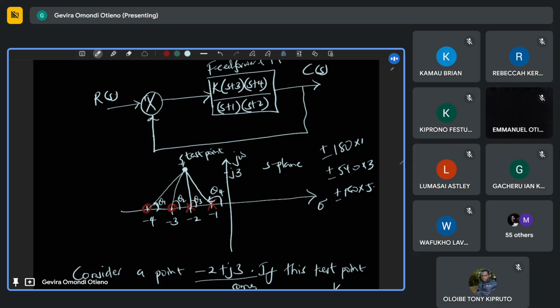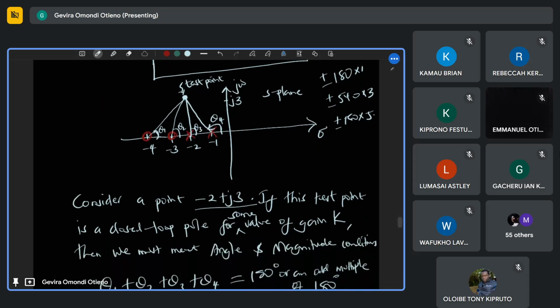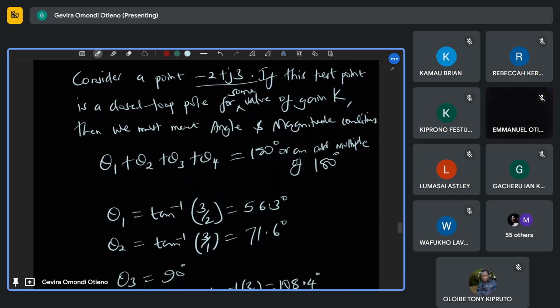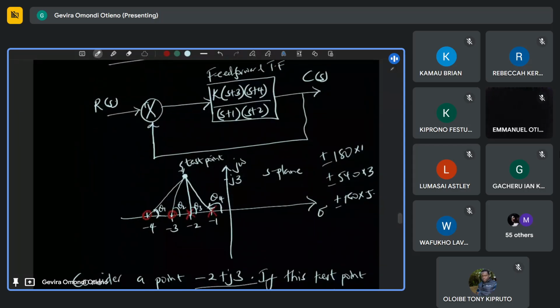So anything that is an odd multiple of 180 is an acceptable angle. In this case, because I'm just recapping what we did last time, if we subtend all these angles, I have named all the angles theta 1, theta 2, theta 3, theta 4. Notice all angles are measured from the real axis in the counterclockwise manner.